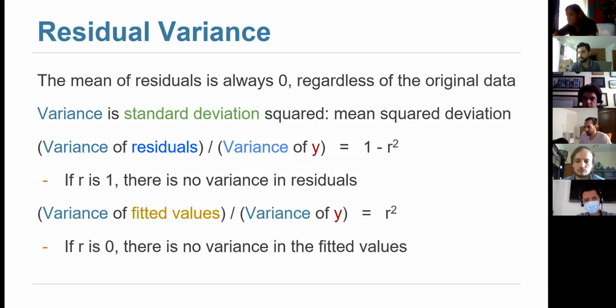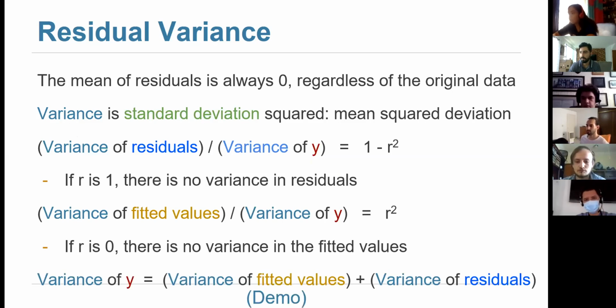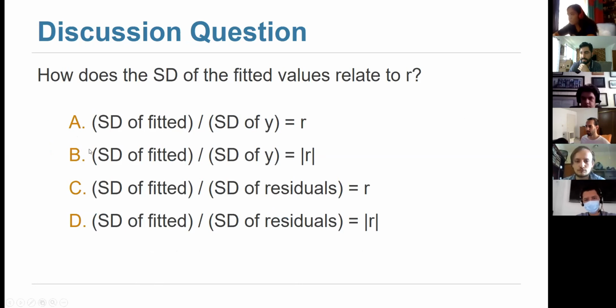Okay? So variance, or basically a standard deviation, is a square root of variance. So basically here, what you're doing for the next slide is you're getting the square root of all the equations, all the parts. So you end up with a square root of variance of fitted value divided by a square root of variance of y equal to absolute value of r. Basically, this is the correct answer, B. You got it? Why?